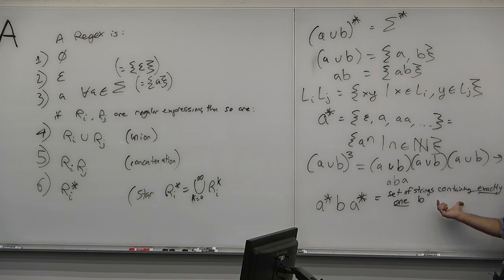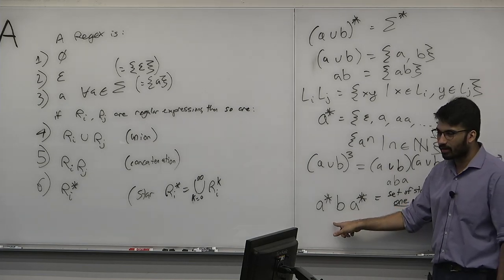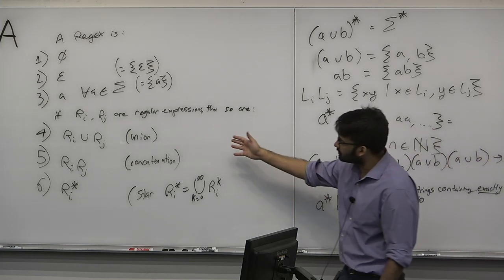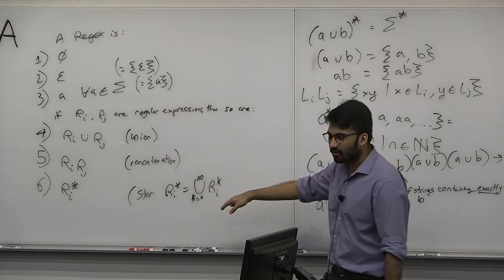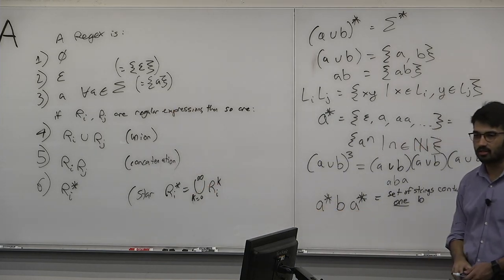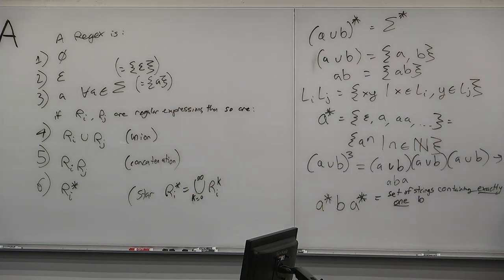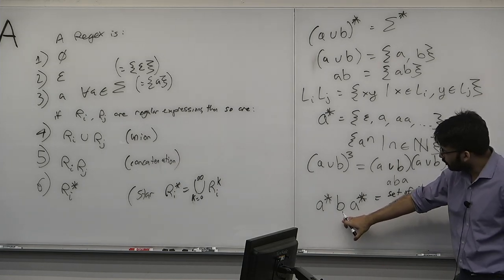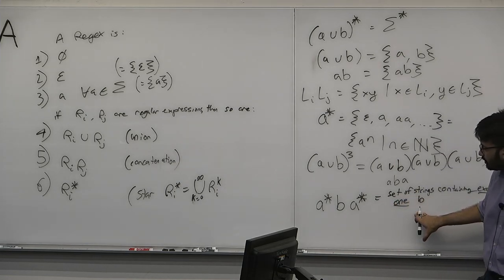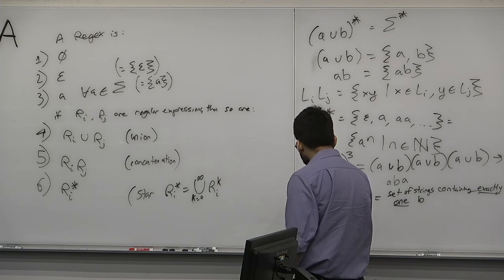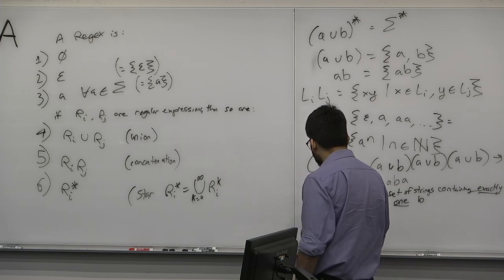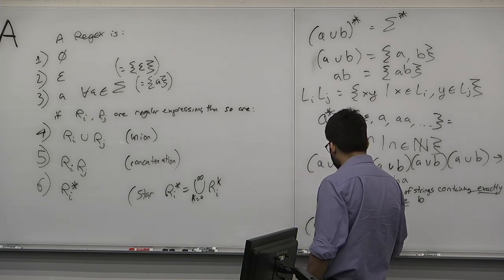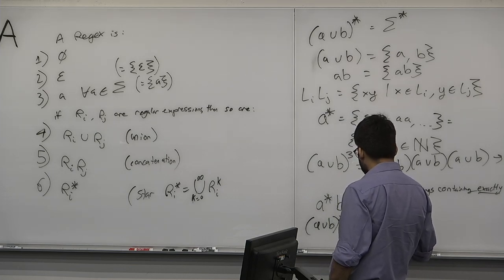But right, the left side is the regular expression. Yes, the regular expression is a string over these symbols: union, concatenation, and star. It's got some letters in there, right? So we know this one is the set of strings containing exactly one B. What about, here's a slightly harder one, A union B star, B, A union B star.